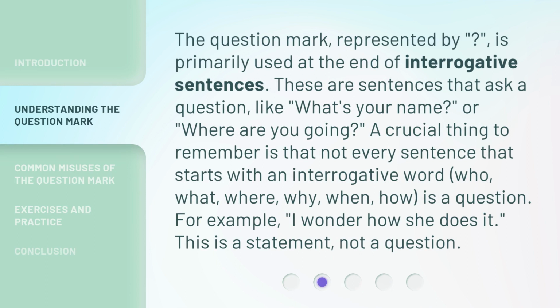The question mark, represented by ?, is primarily used at the end of interrogative sentences. These are sentences that ask a question, like, "What's your name?" or "Where are you going?" A crucial thing to remember is that not every sentence that starts with an interrogative word, who, what, where, why, when, how, is a question. For example, "I wonder how she does it." This is a statement, not a question.